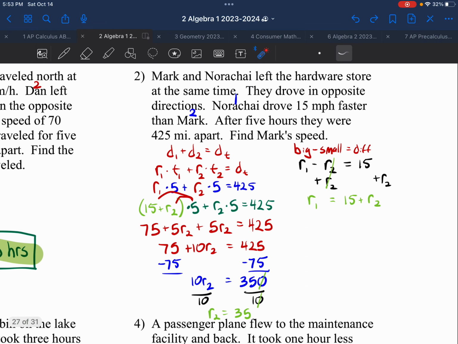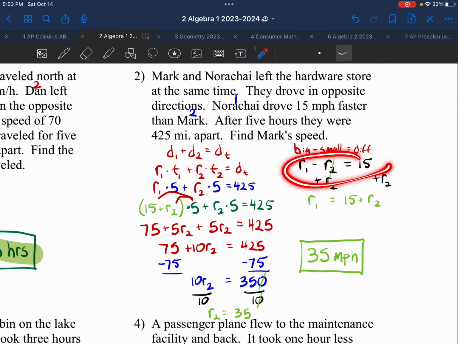And speed in this problem is not measured in miles, it's measured in miles per hour. So our final answer is that Mark's speed is 35 miles per hour. Be careful on these types of problems, because maybe you accidentally solved for R1. If you accidentally solve for R1, you have to come back to this equation to figure out what R2 is. But in this case, I didn't have to do that because I was smart in how I solved for R1 at the very beginning. And let's go ahead and check our work.